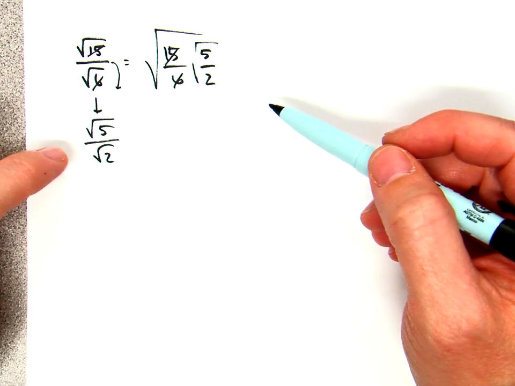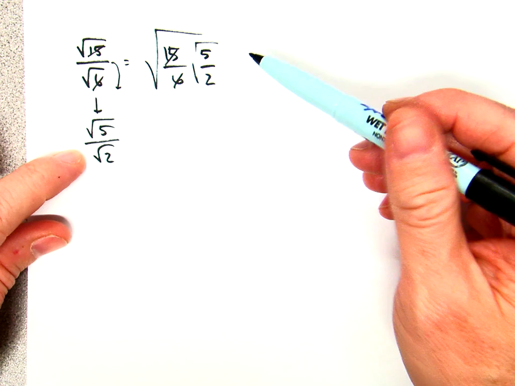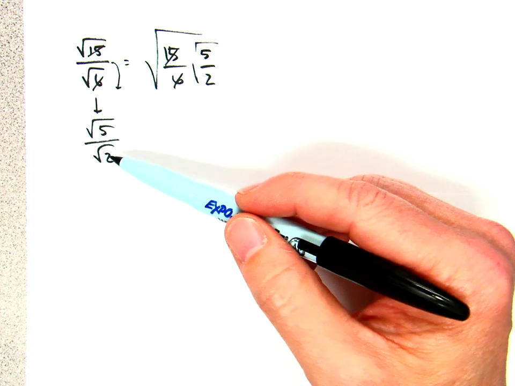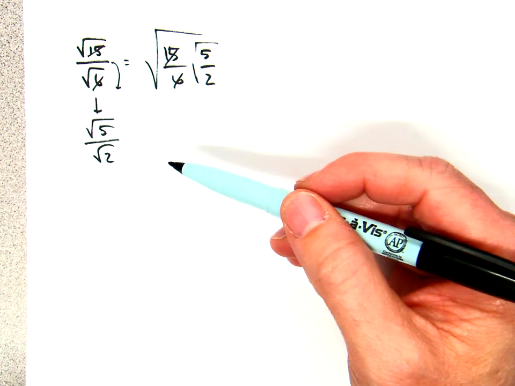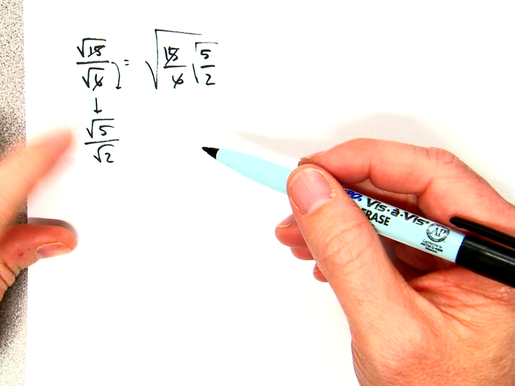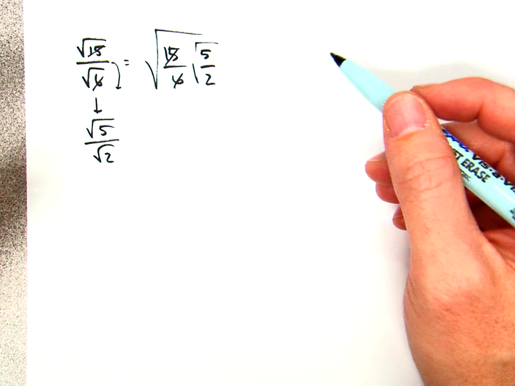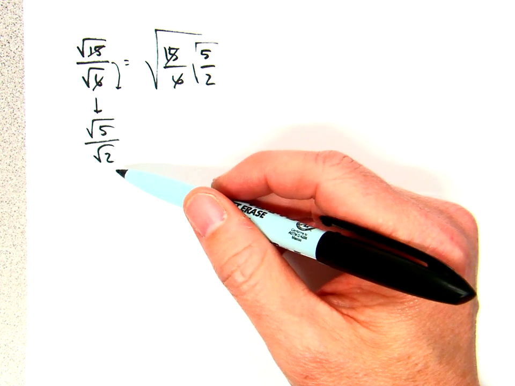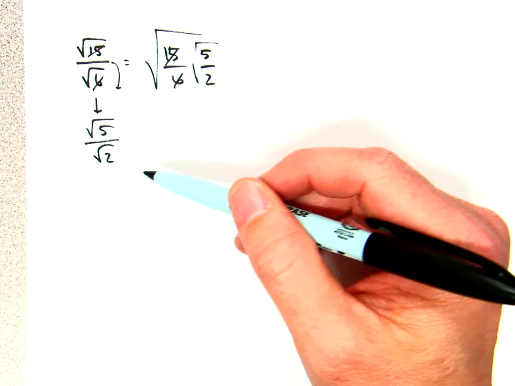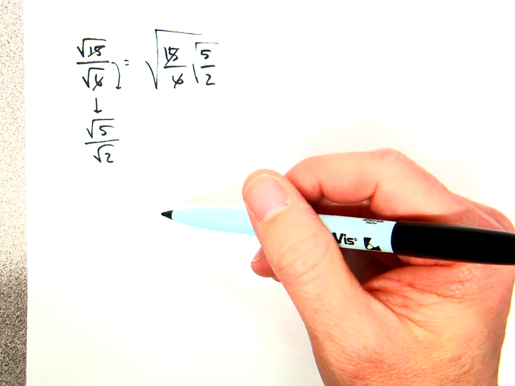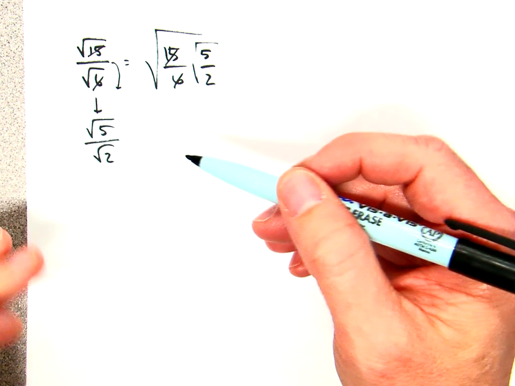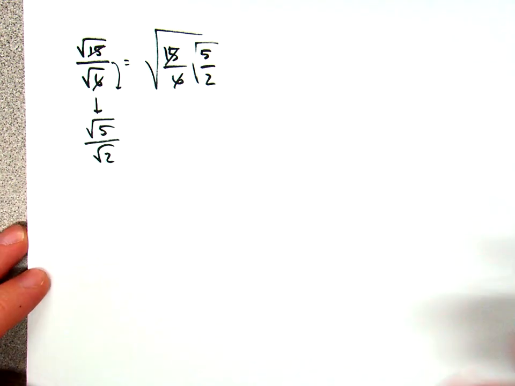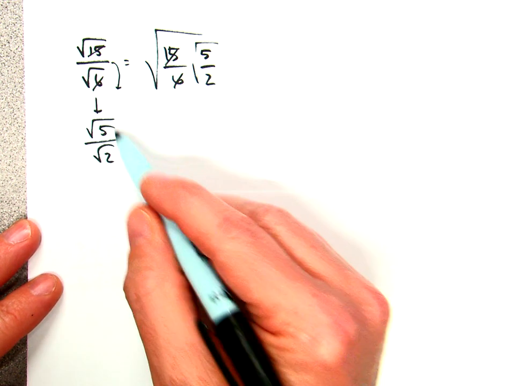Now, a fraction is never considered simplified if there's a root in the bottom. We would like to have a rational number in the bottom. So what we're going to do is a process called rationalizing the denominator. We would like to have a rational number, which is either a whole number or a fraction. Since there's a root in the bottom, that's technically not considered simplified, even though 5 over 2 can't simplify any further. So to rationalize the denominator, our goal here is to make this look different.